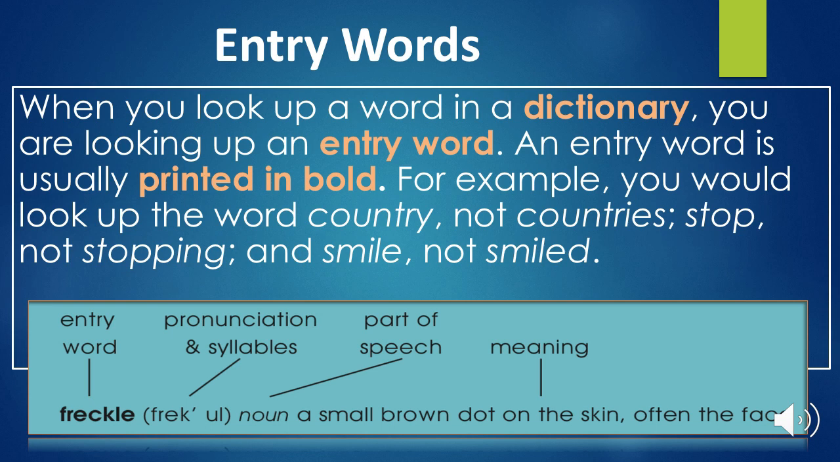Now, what we get from this is when you want to look for a word in a dictionary, of course, you should look for the basic one, the base word, without adding anything, like the word country. If you have the word countries and you want to know the meaning of it, you should look for the base word of this one, country, not countries. This is called an entry word.